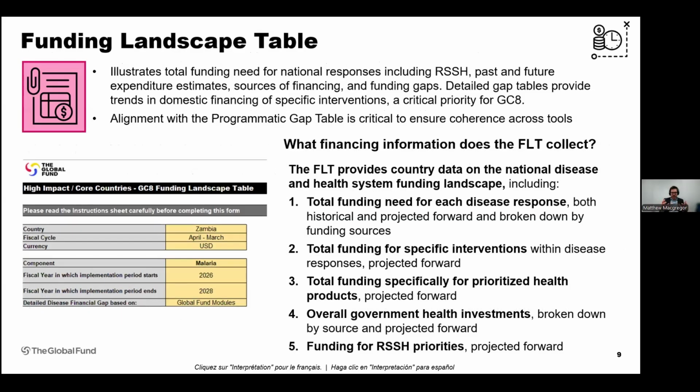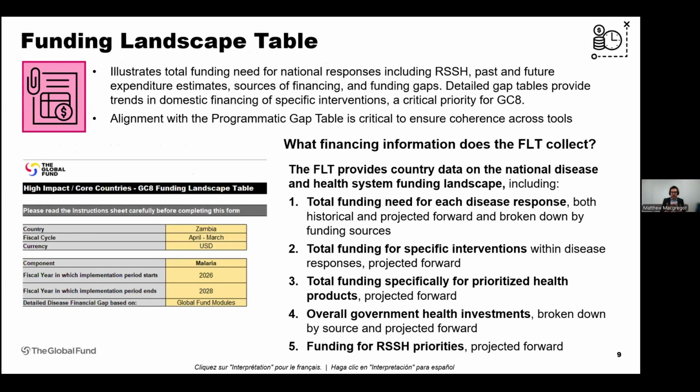So what does it do and what does it collect? The funding landscape overall illustrates the total funding need for national responses. It includes RSSH, and it includes past and future expenditure estimates and the different sources of financing, and it's designed in a way that helps us see the funding gaps.